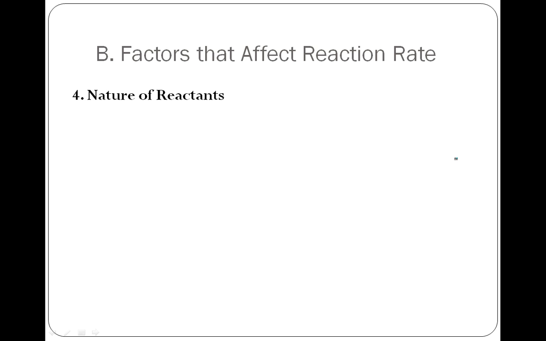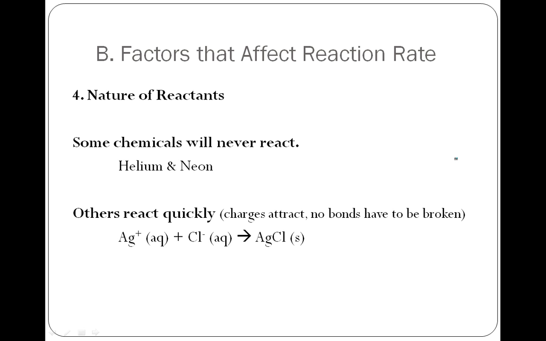Fourth factor, nature of the reactants. There are just some things that are never, ever going to react with each other. Helium and neon both have full valence shells, full octets. There's never really a way you're going to get them to react, no matter how often they collide. On the other hand, there are some things that react very quickly. For example, an ion like silver colliding with an ion like chlorine almost always will result in a reaction. They're attracted to each other because they have opposite charges, and they don't have to break any bonds.